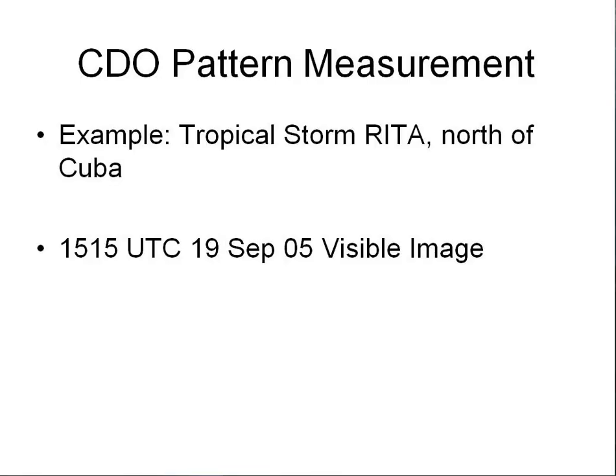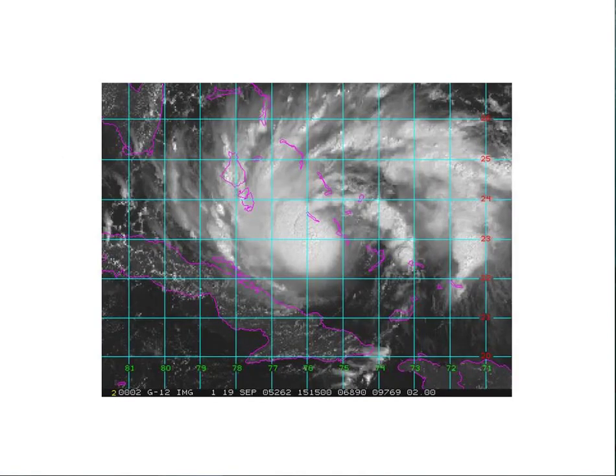We will look at an example with Hurricane Rita from 2005. In this image, the CDO is fairly well defined and somewhat oval shaped. There is also a portion of the deep cloud on the northwest edge that could be considered part of the spiral band. Using the grid in the blue here, the average CDO diameter can be approximated to be about 1 1/4 to 1 1/2 degrees latitude.